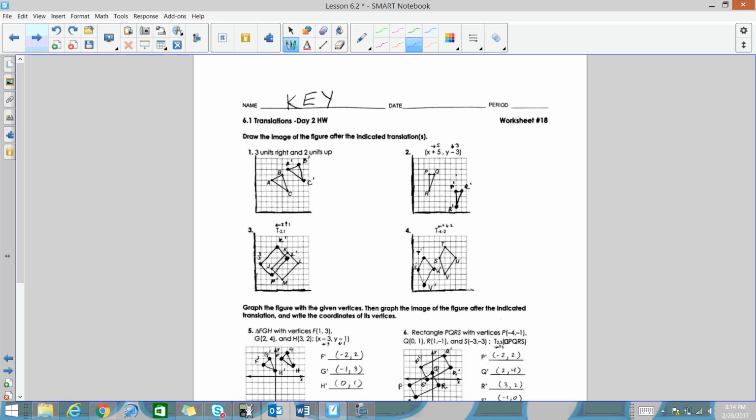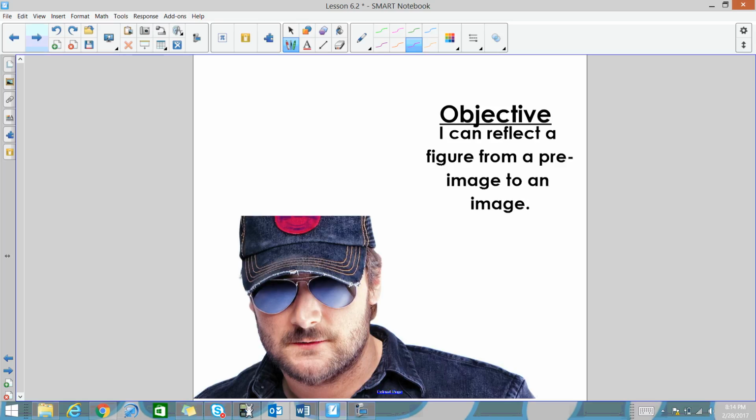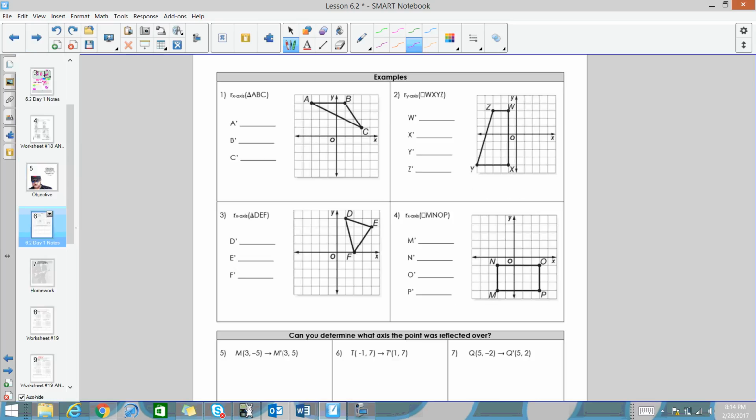So what I'm going to do is ask you to flip your page. Where are your notes? Oh, here we go. We're going to do a couple of these together, and then I'm going to ask you to pause and do some on your own. All right, so here we go. Let's do example 1 together.